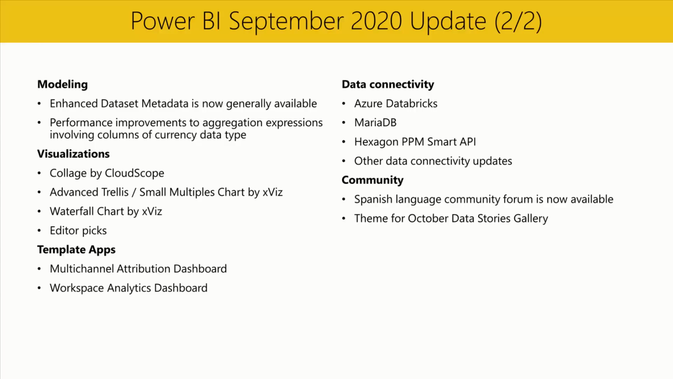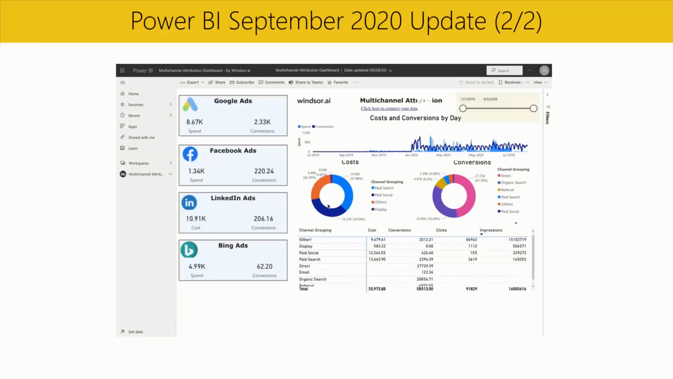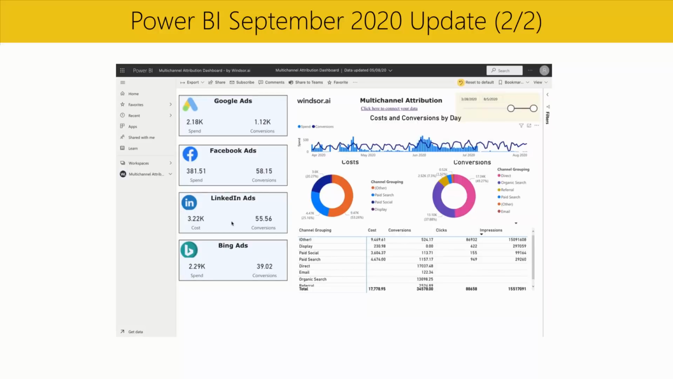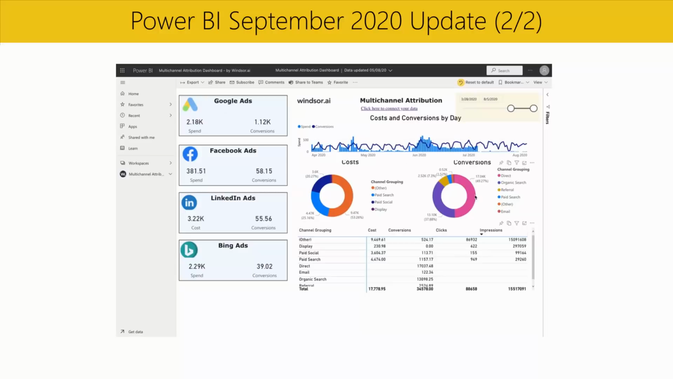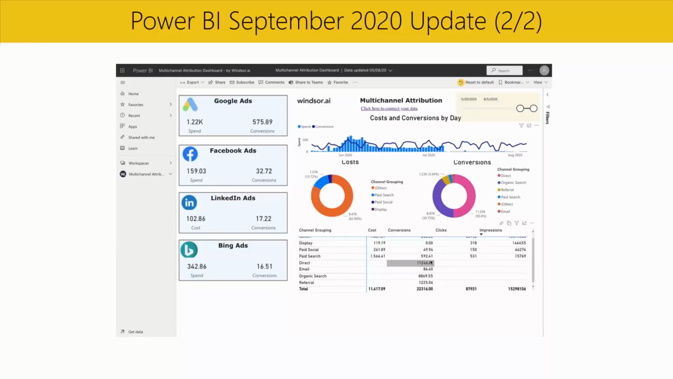We also have a new addition to our Power BI templates on AppSource. Template apps allow you to save time by connecting your own data to a pre-built report that you can personalize and share. New this month is the Multichannel Attribution Dashboard by Windsor.ai, the first performance marketing template app for Power BI. This template app helps performance marketers visualize and connect all of their data across media, analytics, and CRM with integrations to Google Analytics, Google Ads, Facebook Ads, LinkedIn Ads, and Bing Ads, which automatically refresh data.